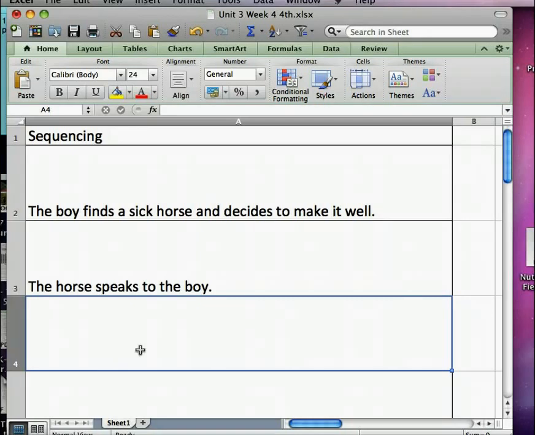Okay? So, now what I would like you to do is the next event that happened after the horse spoke to the boy was that the horse gives the boy instructions for battle. So I want you to go ahead and retell me the horse's instructions using sequence words.